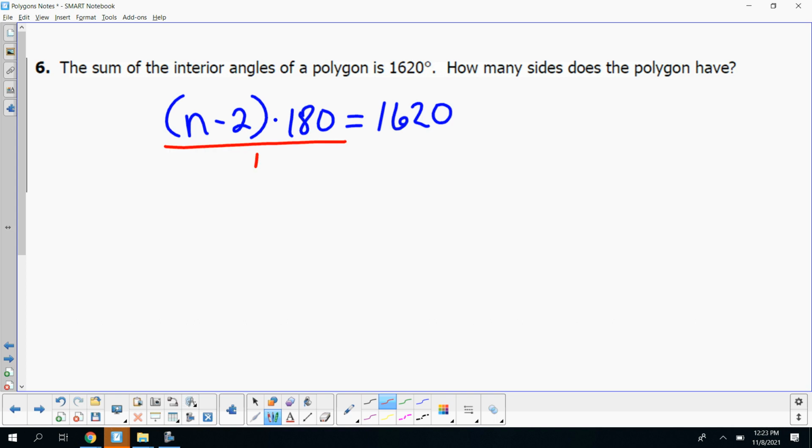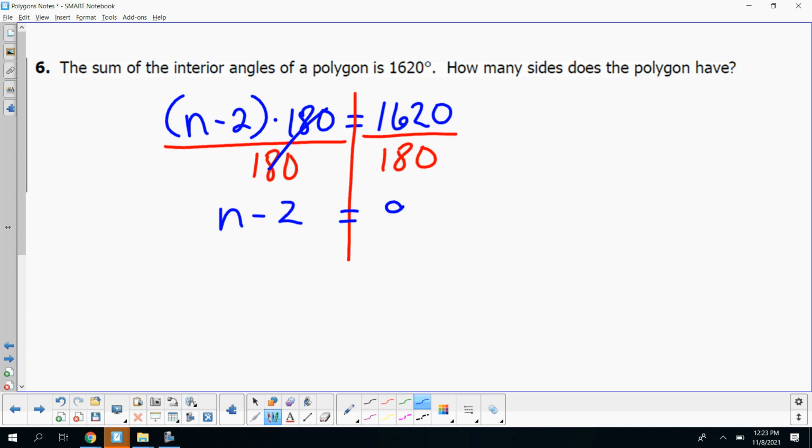So we're going to divide by 180. Remember, whatever we do on one side, we have to do on the other. That leaves us with n minus 2 equals 1,620 divided by 180, which is 9. Then we add 2 to both sides, and we find that the number of sides of a polygon that has 1,620 degrees is going to be 11. So we have 11 sides to that polygon. Okay, you guys try number 8 and answer in Ed Puzzle.